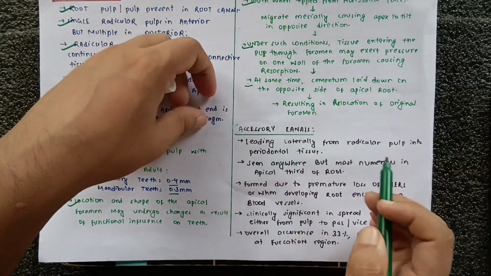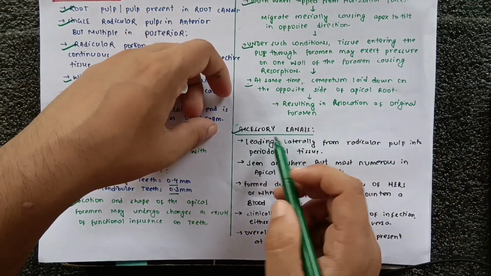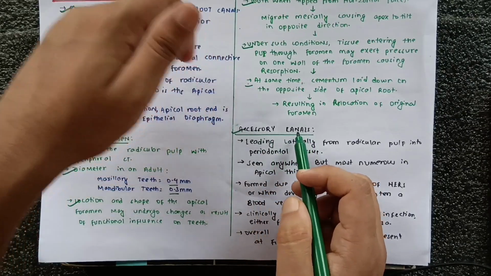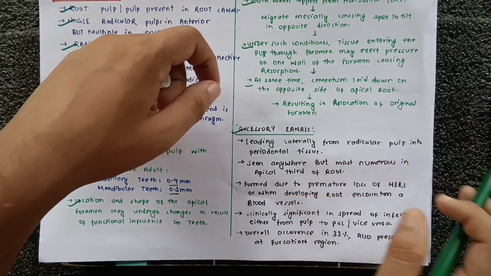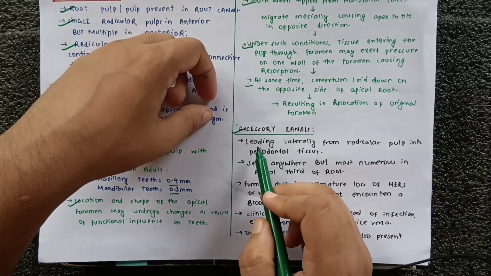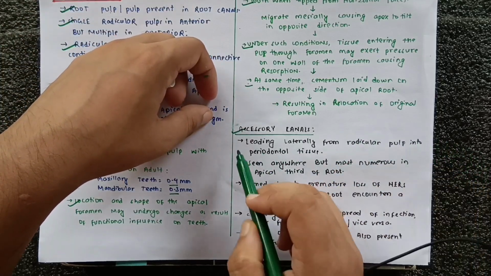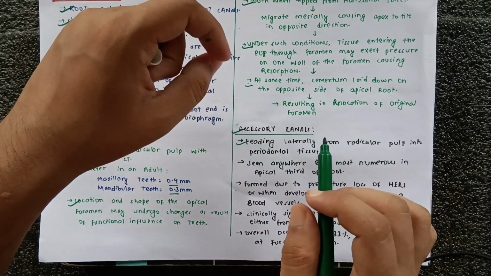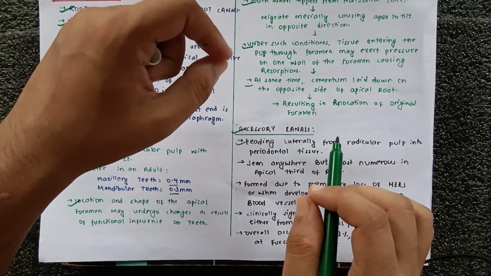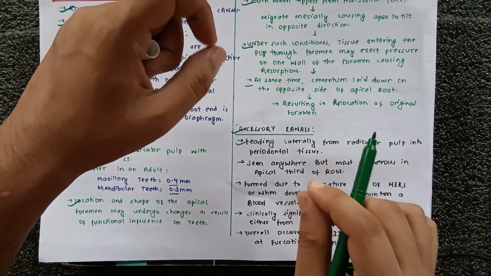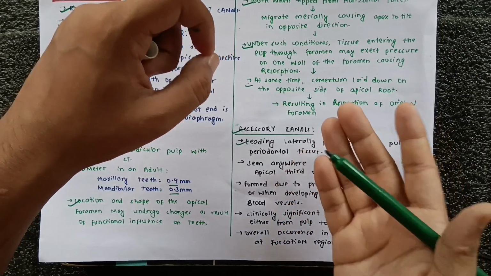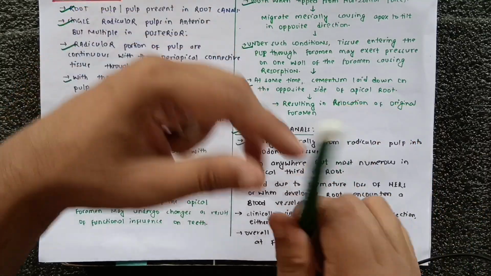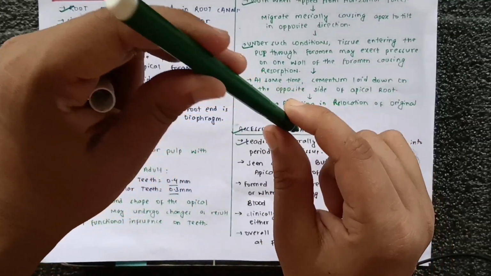After that, the accessory canal is also one of the important things. Many get confused about the accessory canal. What are they? Just listen to me and you will be clear. Accessory canals lead laterally from the radicular pulp into the periodontal tissue. It is also a canal that arises from the radicular pulp before the apical foramen. So before the apical foramen, just think this is a proper tooth and this is the apex.